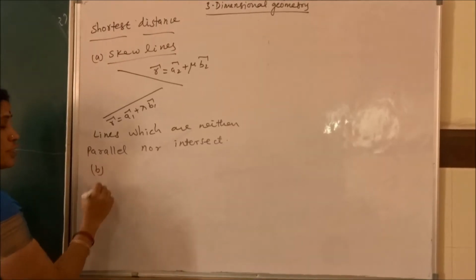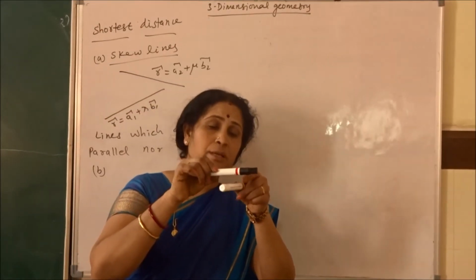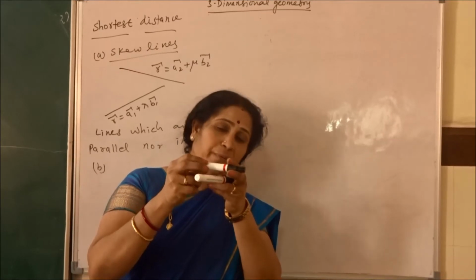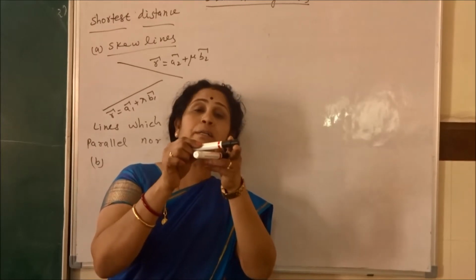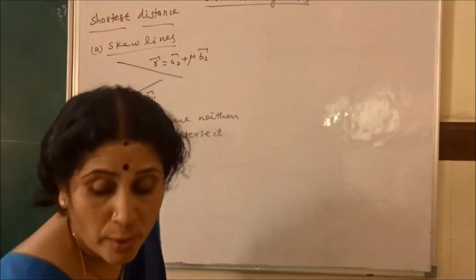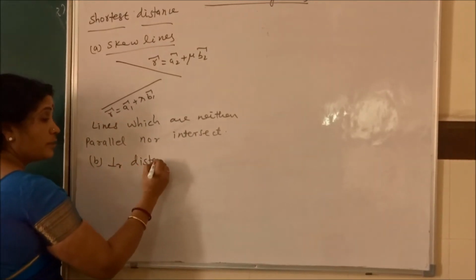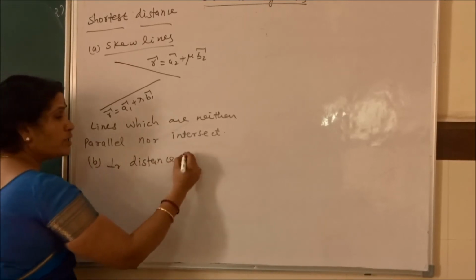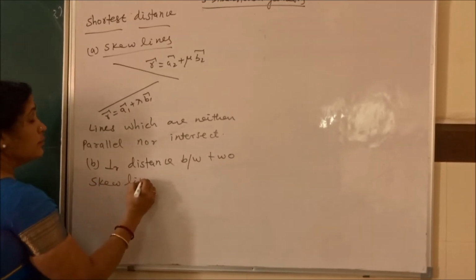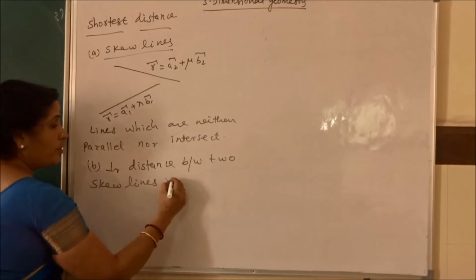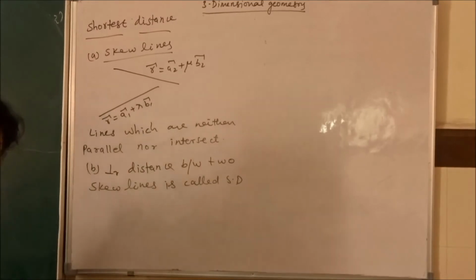Now what is the shortest distance between them? See, I told you these are skew lines. Am I correct? Between them, when we cross both lines, we have one perpendicular distance. That distance is called the shortest distance. So what is the meaning of shortest distance? The perpendicular distance between two skew lines, this word is most important, is called SD, the shortest distance. Clear? So how to find the shortest distance?